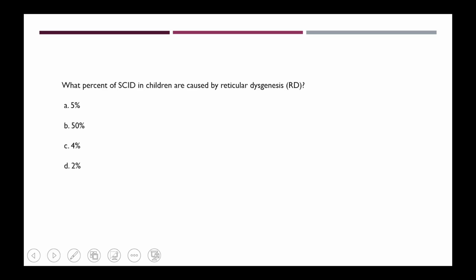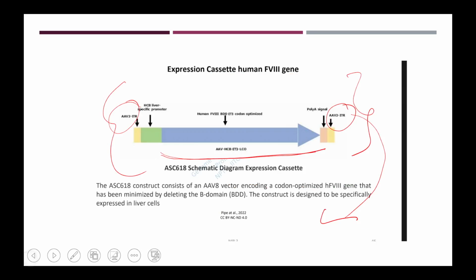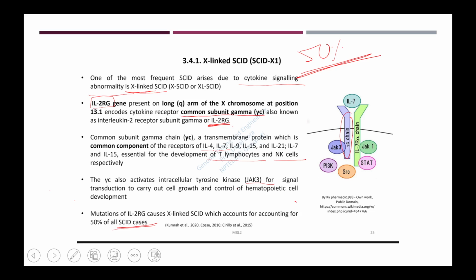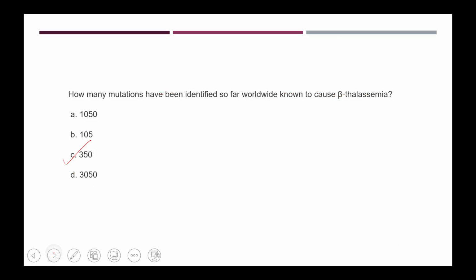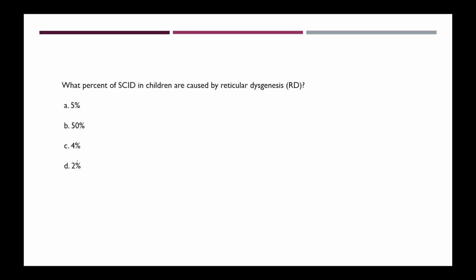So what percent of SCID in children are caused by reticular dysgenesis? Reticular dysgenesis we saw, right? Here, the adenylate kinase enzyme. Mutation in this gene causes reticular dysgenesis, which is characterized by early myeloid lineage differentiation arrest and impaired lymphoid development. And 2% of the children with SCID are caused by reticular dysgenesis. So the correct answer will be 2%.